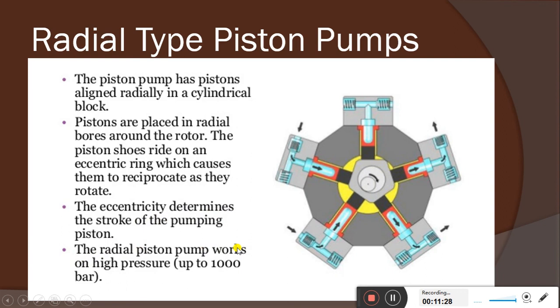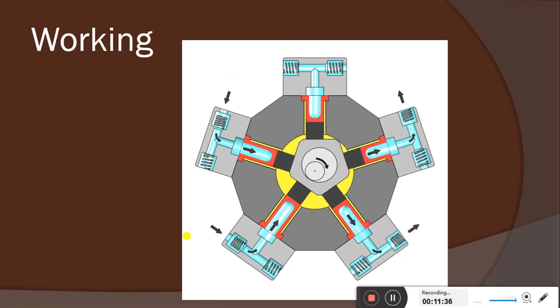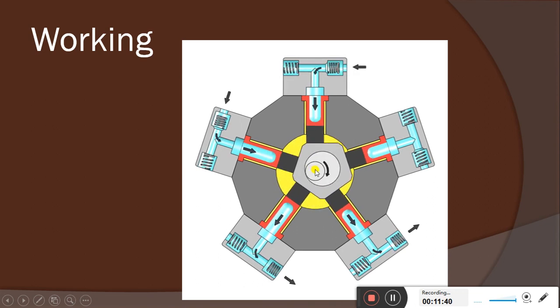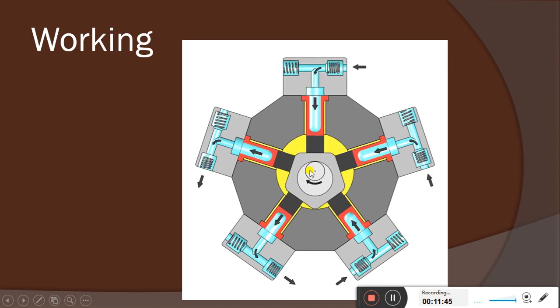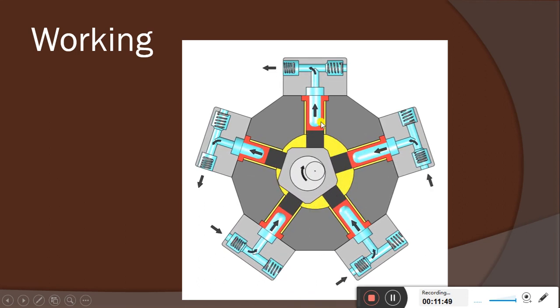The radial piston pump works at high pressure. Okay, it will work up to a pressure of 1000 bar. That is one of the advantages of this radial pump. You can see the piston working. So this is the eccentric circle. This is the rotor. As the eccentric circle encircles this rotor, it will make the reciprocating motion of the pistons here.